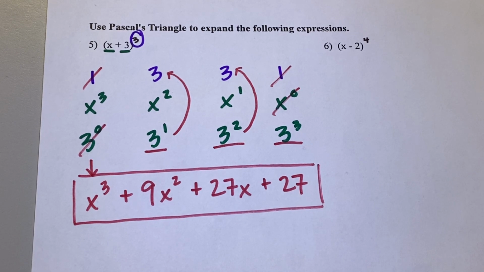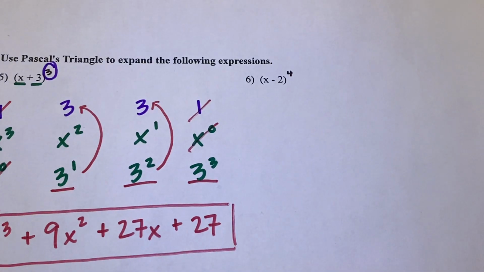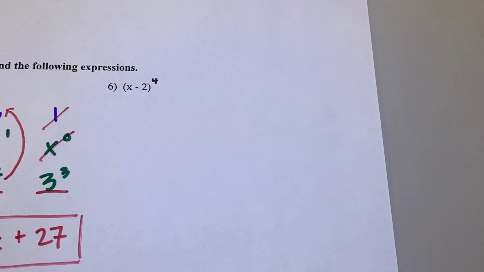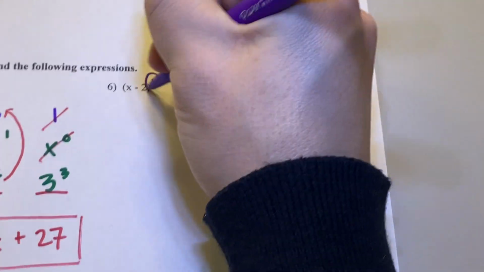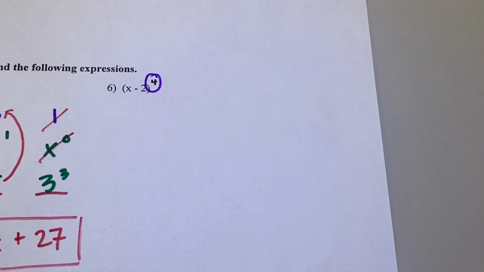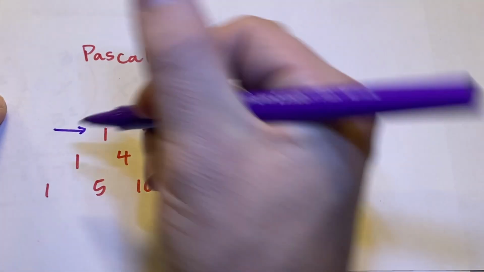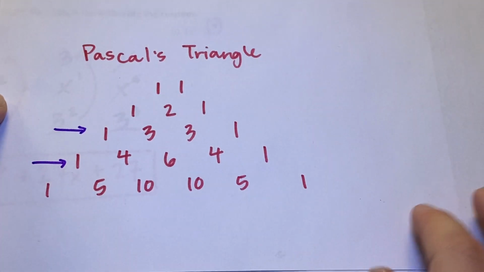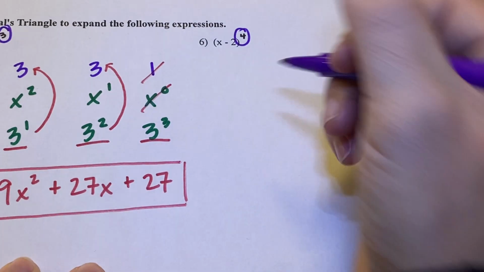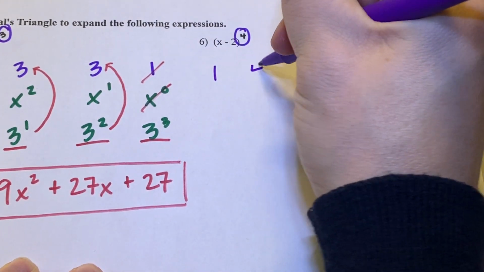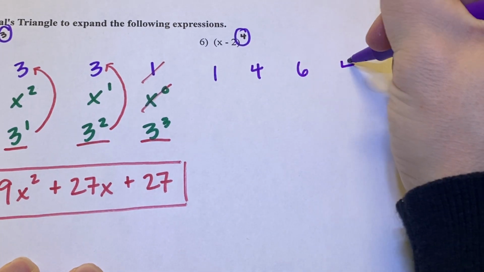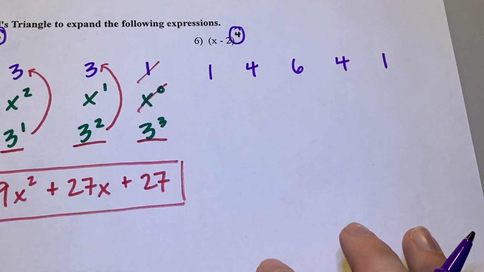So let's go ahead and do the same thing for number 6. What power are we working with this time? 4. Okay, so look back at your Pascal's triangle. 4th power means I need the row with my 4's in it. That's that guy right there. Okay, so for this guy, we need 1, 4, 6, 4, and 1.